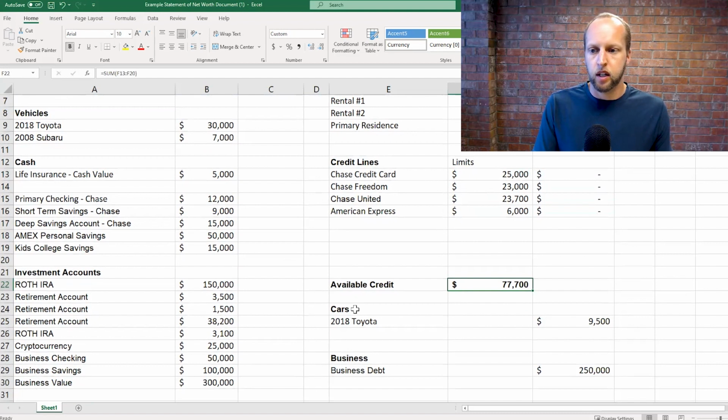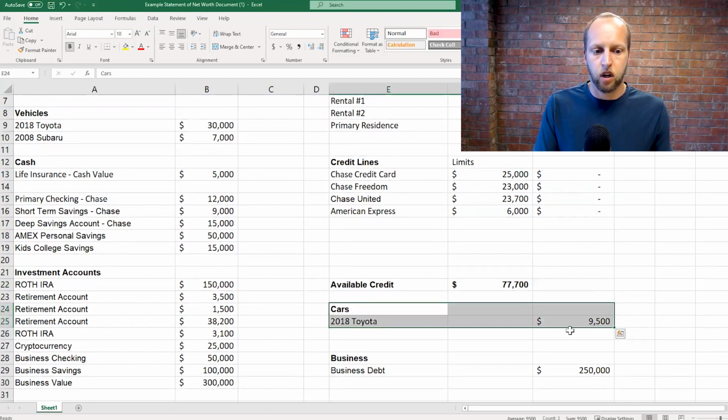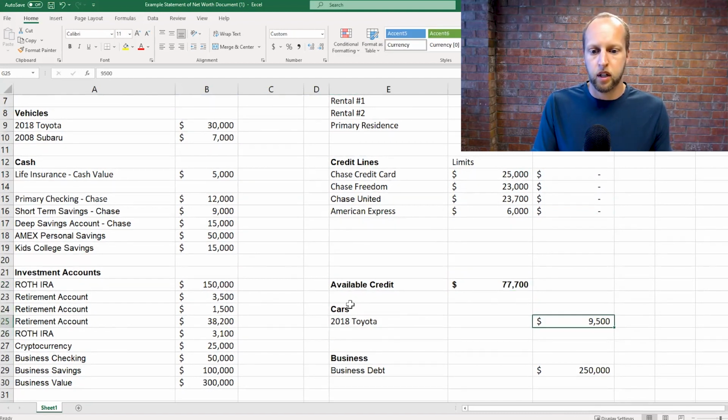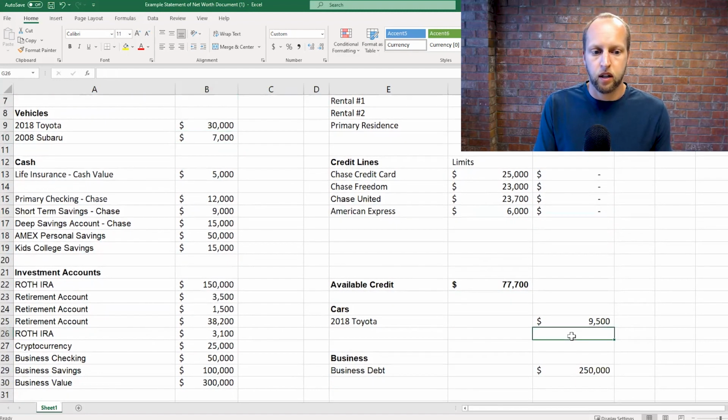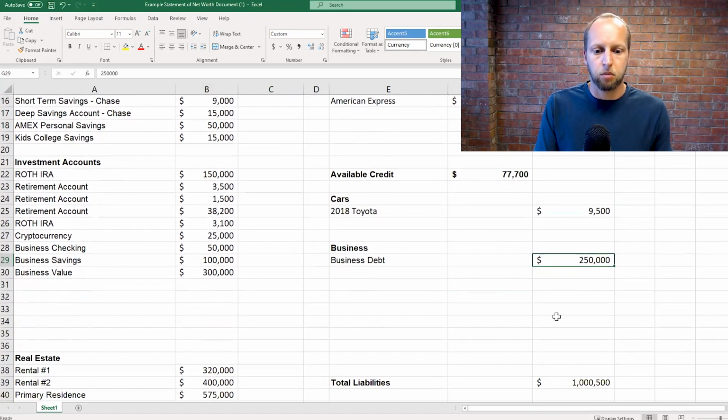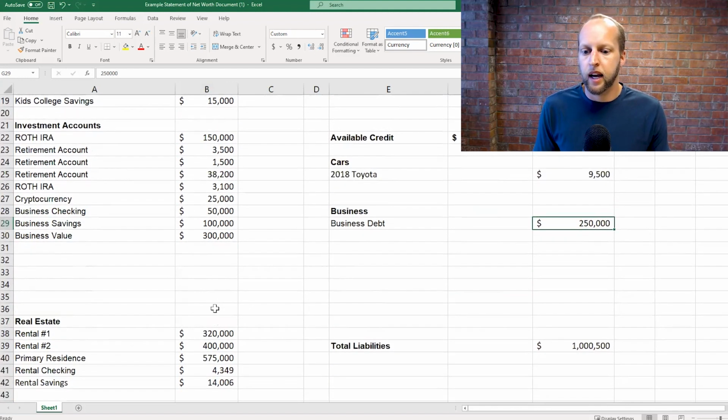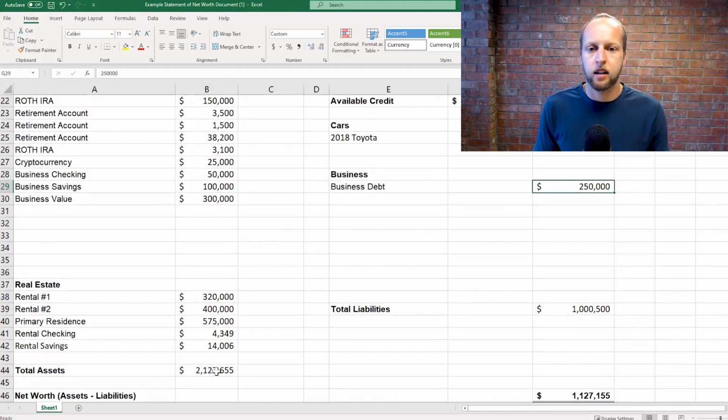And then you can see debts in terms of cars. So they have a payment on the 2018 Toyota. The Subaru is paid off, so they have no debt associated with that. And then they also have that business debt of 250. So their total liabilities are just over $1 million. And you might look at that at a glance and go, gosh, they owe $1 million, but they have more than twice that in offsetting assets and things that are working for them.